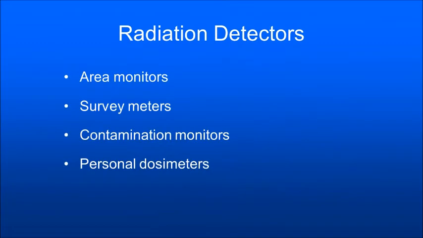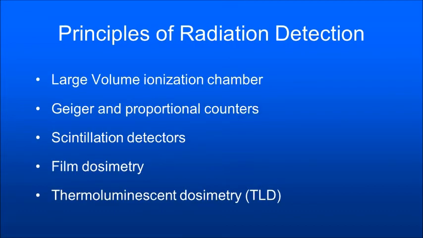We will now move on to radiation detectors that are used in radiation protection. In radiation protection, you need area monitors, survey meters, contamination monitors, and personal dosimeters. Let us look at the principles of radiation detection with respect to radiation protection.